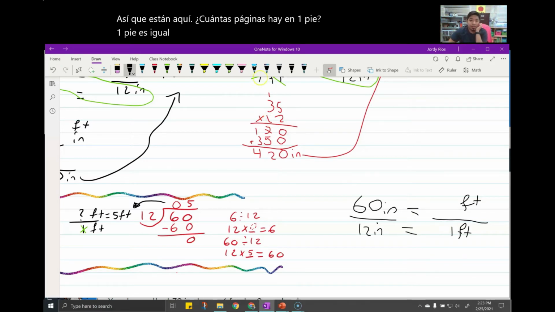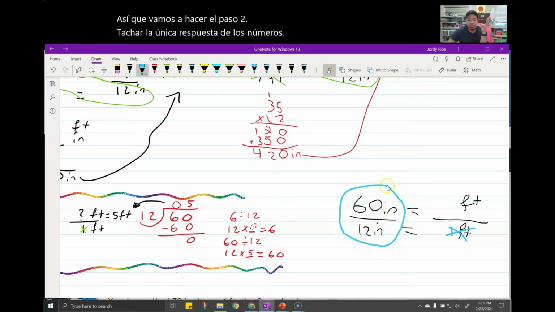Okay, so let's do step 2. Cross out the 1 and circle the numbers. Step 3 says if they're on top of each other, then we divide. Are these numbers on top of each other? Yes, so therefore we divide. Remember, when I divide, I'm just gonna put the stick up, and the number inside the house is 16, the number outside the house is 12.